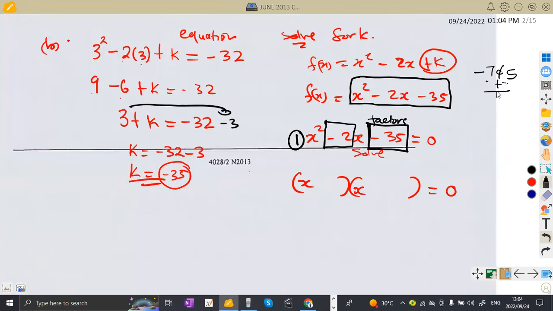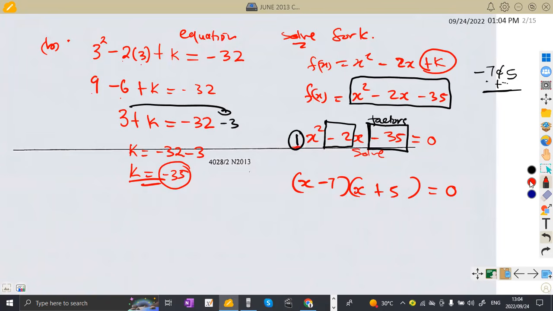So which means these are the proper numbers that I'm going to use. So I'm going to have negative 7 here plus 5. This method is only applicable when the coefficient of x squared is 1. When it is not 1, use the longer way of factorizing, okay?